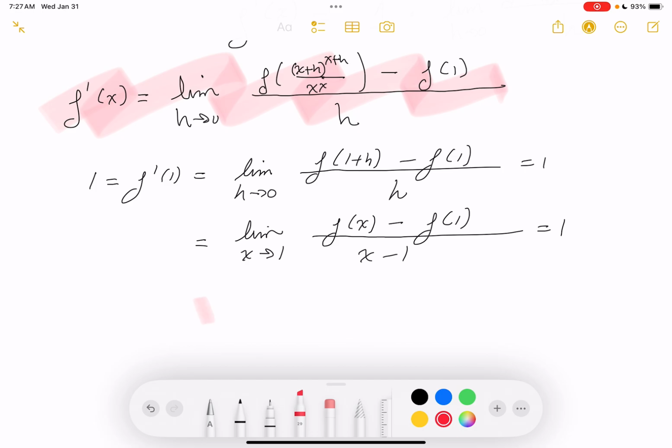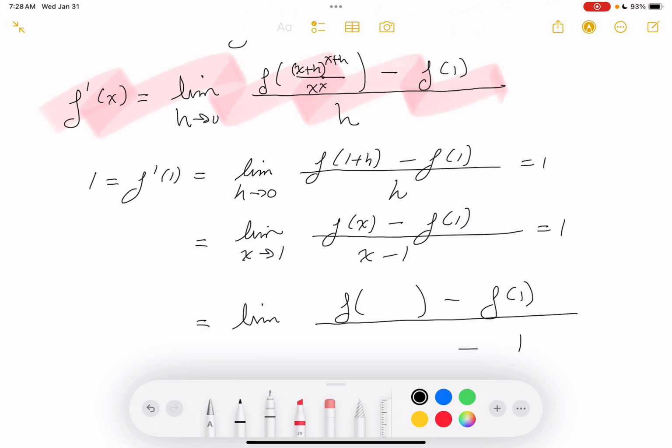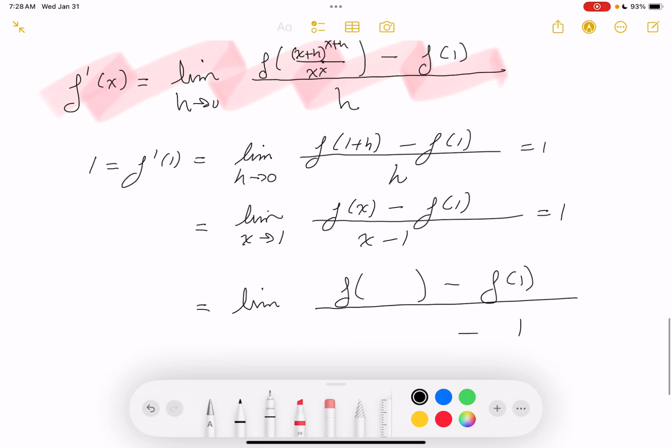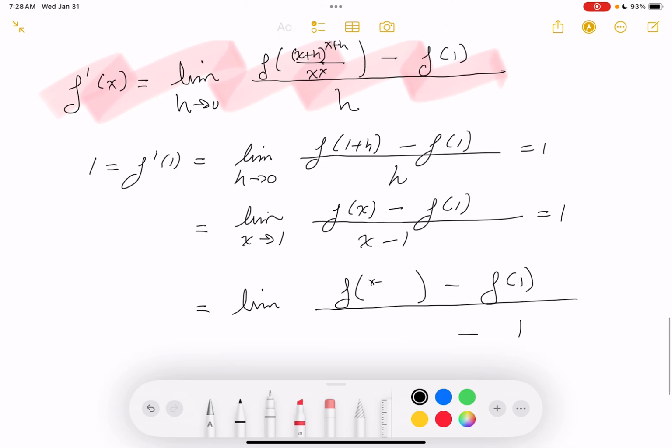Oops. Did it again, didn't I? Limit. Write this a little differently, by the way. I'm going to write it as f of something minus f of 1 over something minus 1. And then I'm going to put this crazy looking thing down, which is x plus h to the x plus h over x to the x. And then this thing here would have to be the same thing now.